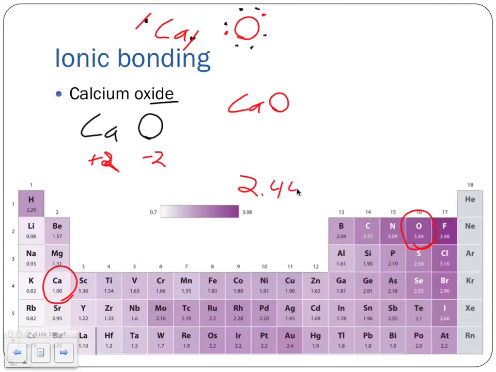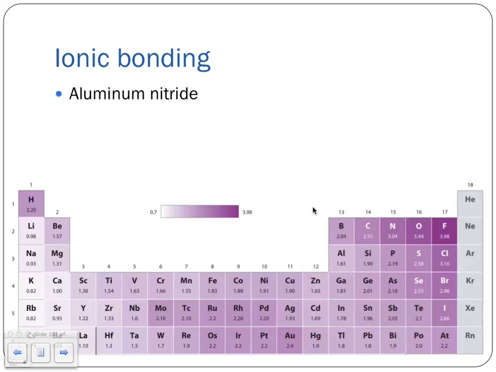Since 2.44 is greater than 2.0, we say yes, this is going to be an ionic bond. So calcium oxide is ionically bonded, not covalent. Next, aluminum nitride. Aluminum is Al, and nitride is just going to be nitrogen.